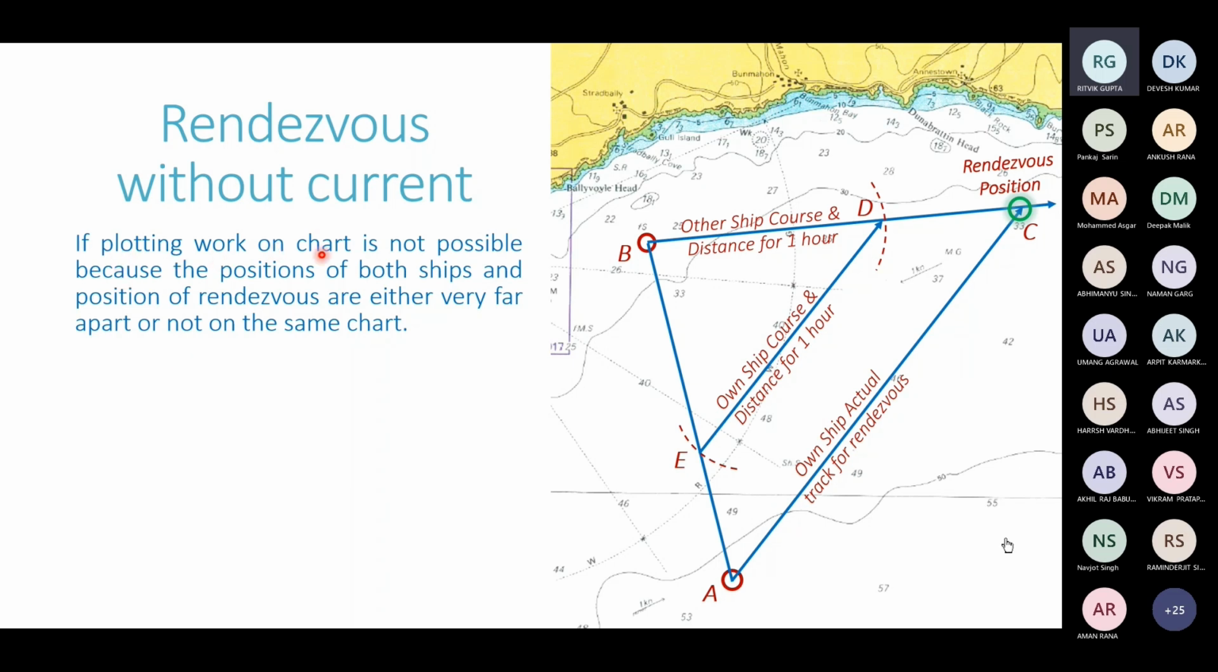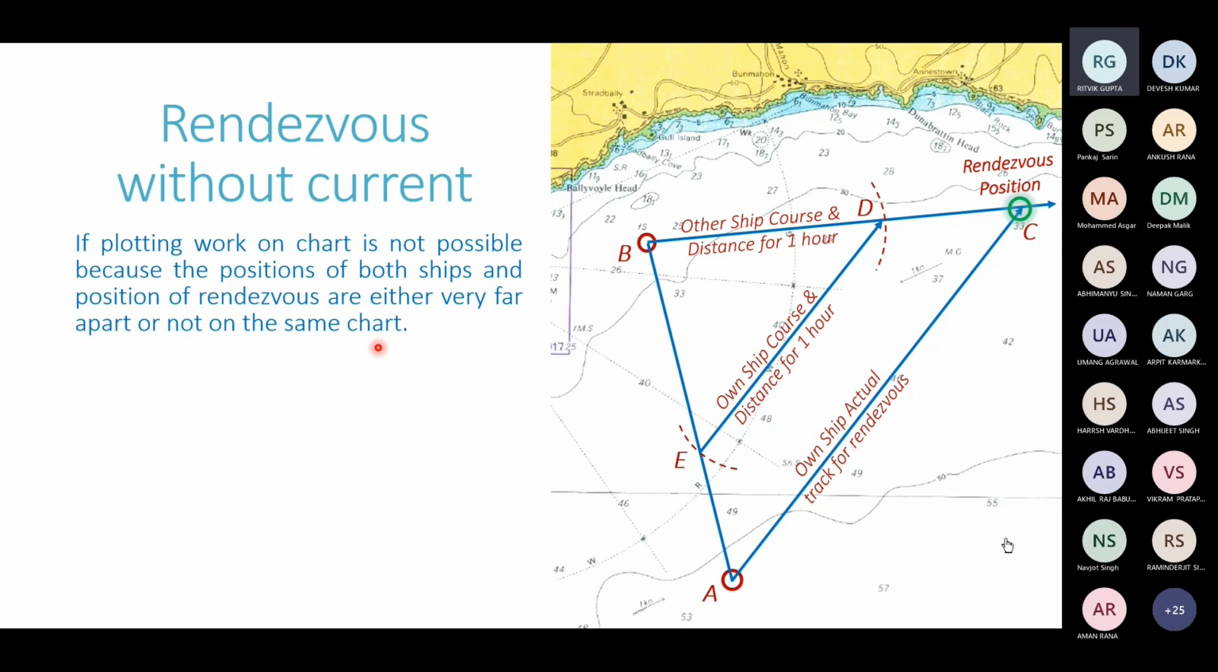Now, if plotting work on the chart is not possible, what could be the scenario in which it is not possible? Either the positions of both the ships, own ship and the other ship or target ship, or the position of rendezvous, are very, very far apart, or these positions are not on the chart. Whatever latitude, longitude is given to you, you check it and it is not coming on the chart.